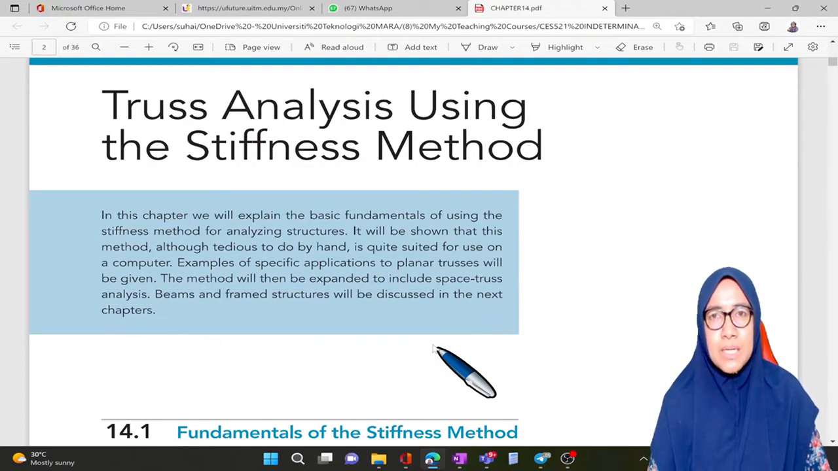In the textbook, you can refer to this topic under three chapters. Chapter 14 is truss analysis, chapter 15 is beam analysis, and chapter 16 is frame analysis. I will mix my lecture today by highlighting what is important in the slides as well as in the textbook.